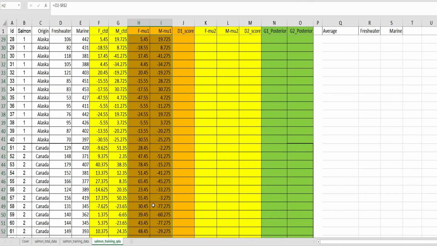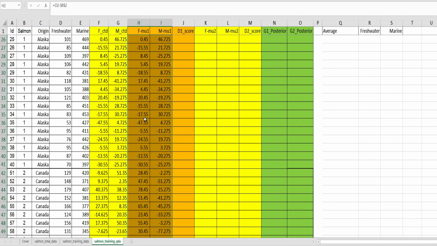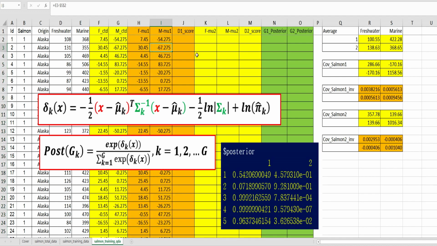Yeah. So for second group, we want to calculate the delta for group 2 average. Okay. So it means this is the distance, yeah, from group 1 average for all data. And for column K and L, this is the distance between raw data to group 2 average. All right. So D1 score, this one.